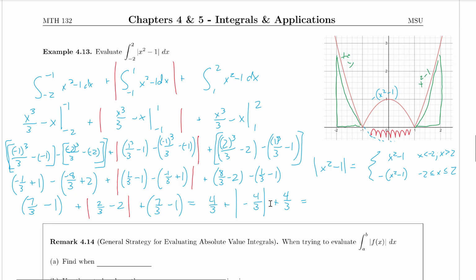So we get 4/3 plus the absolute value of -4/3 plus 4/3. That gives us 12/3. And our total area here is just 4. All of that work, and we get the answer 4. Okay, so take a second there. Copy down those notes if you need.